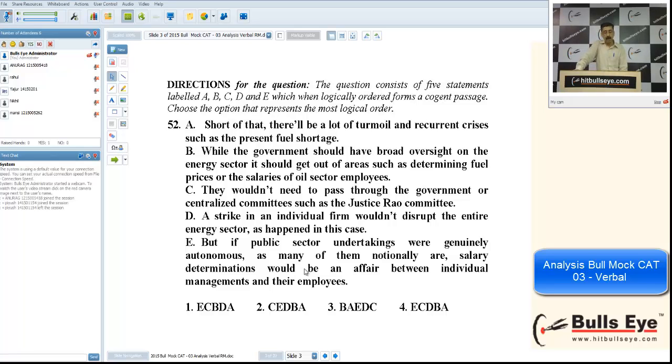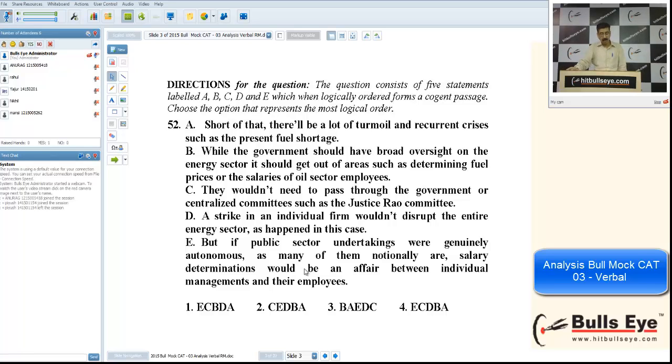It's very important, because before teaching tricks in my classes also, I tell my students that you have to read all the sentences very carefully. Step number 1. Step number 2, try to get a rough idea of what story is going on, because as per the story, it's very important for us to capture the essence. Without capturing the story, we cannot rearrange. So it says if public sector undertakings are genuinely interested in freedom, salary determination should be an affair between individual management and their employees. It should not go to any other department.